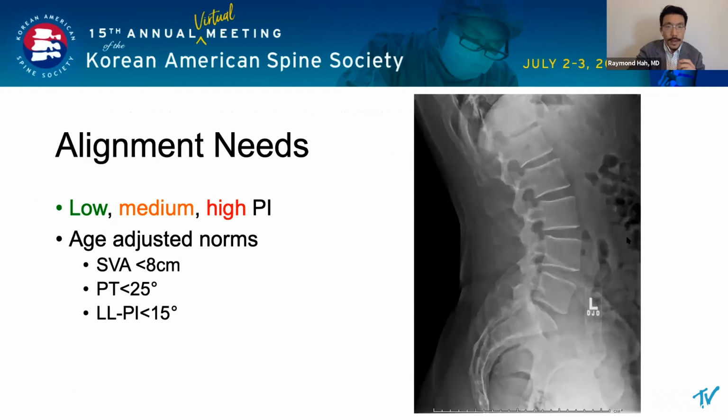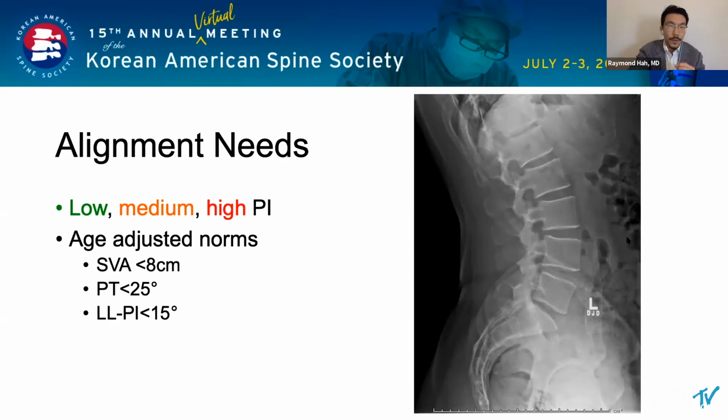When I look at an x-ray, I'm always looking at the alignment needs. I don't use SurgMap or anything like that. I just measure off the angles on Synapse, but get a good view of the femoral heads. And this is somebody I would say who is kind of in the medium to high PI. So whatever needs to be done, if they're going to be instrumented, this is somebody who you have to think carefully about how you're going to maximize the lordosis at the segments that you are treating.